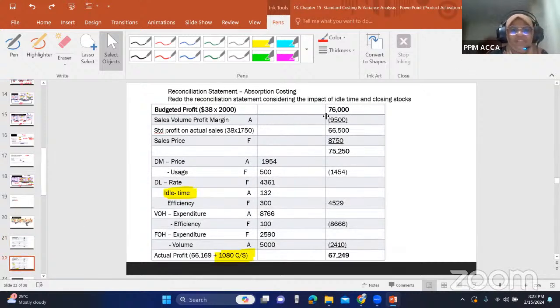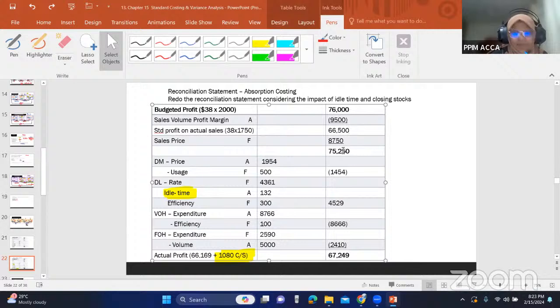So the same thing, we start with the budgeted profit. We deduct the volume profit margin variance because it's adverse. We take a total. Then we add the sales price because it was favorable. We get a total again. Then we put in the direct material variances, direct labor. This time there will be 3 because idle time is also a variance now. So it won't be just rate and efficiency. You will have idle time as well. We have that also in our answer. No problem. All of this is the same.